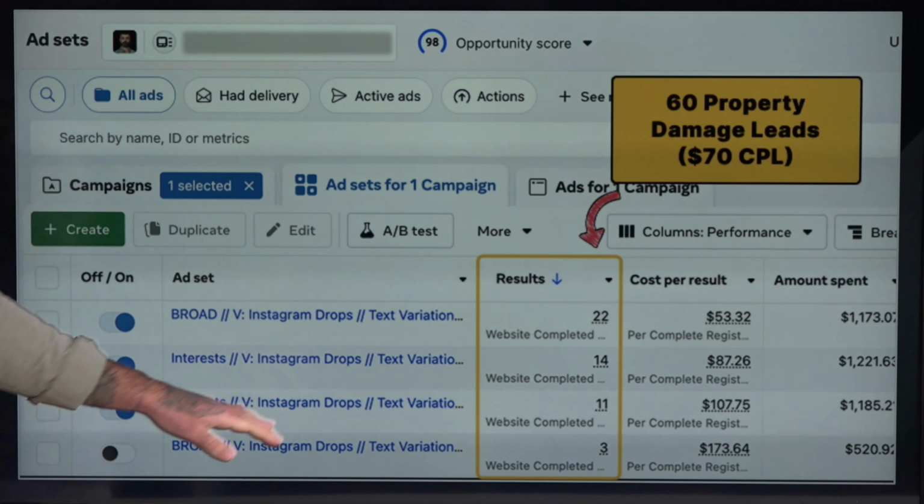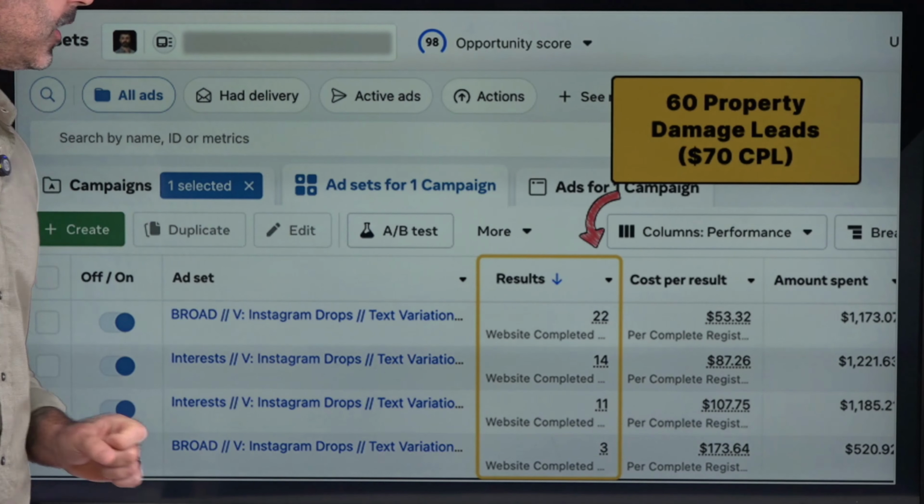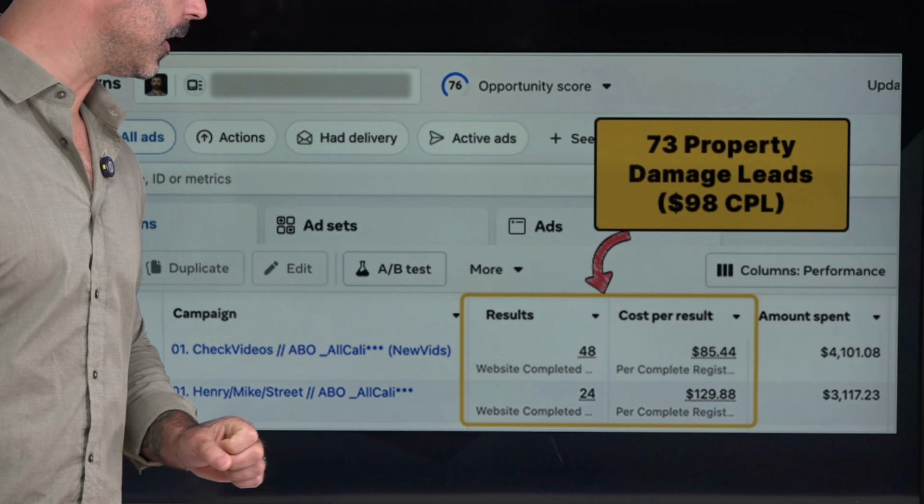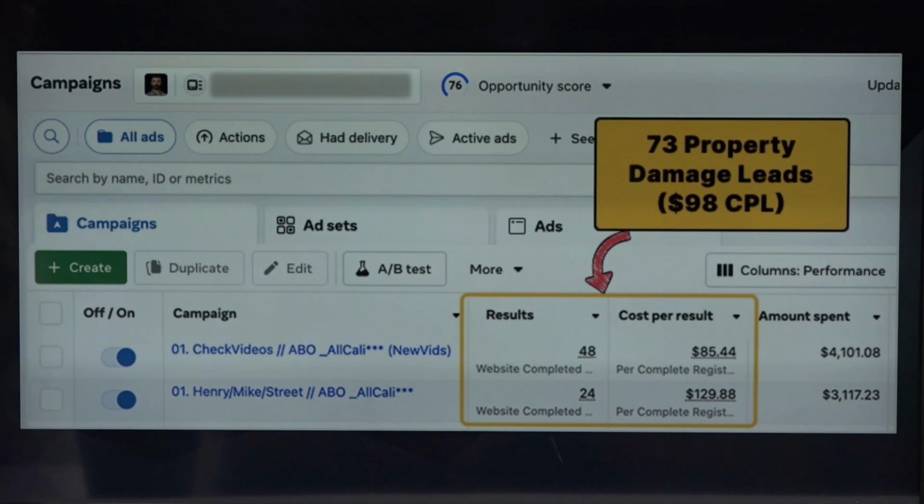Here's 60 more from another client. This one is in North Carolina, $70 cost per lead. And here's another one in California, 73 property damage leads for $98 average cost per lead.